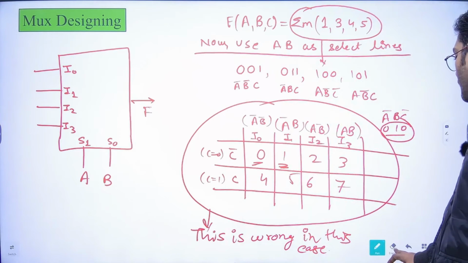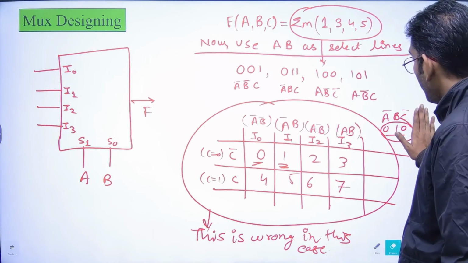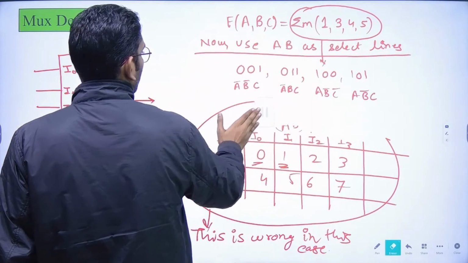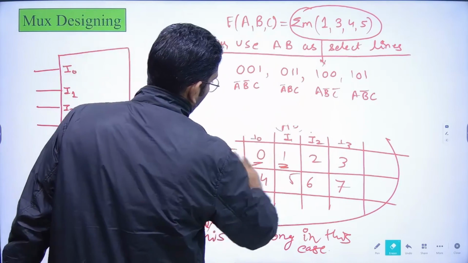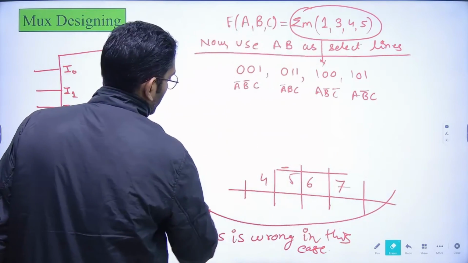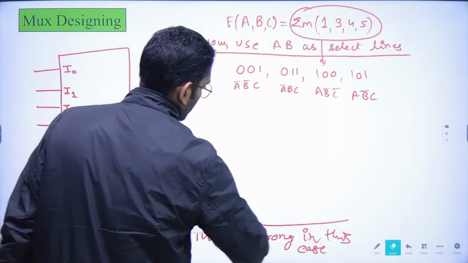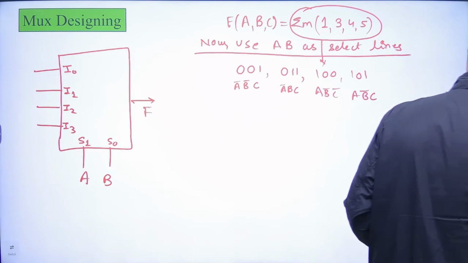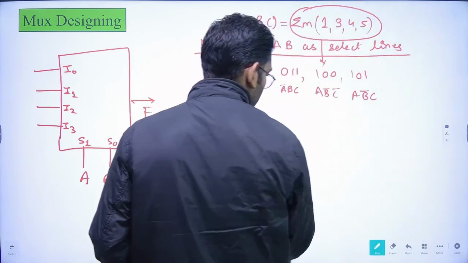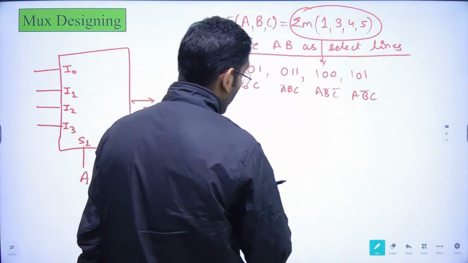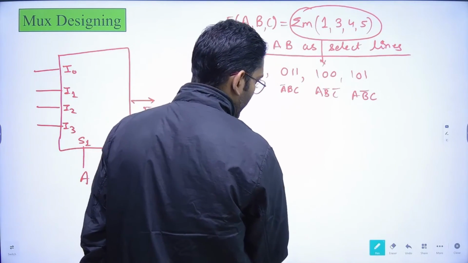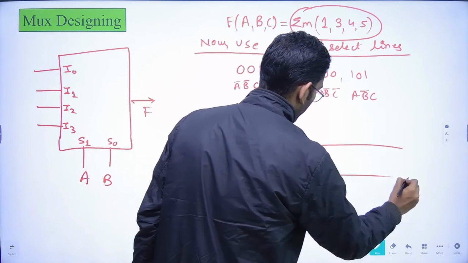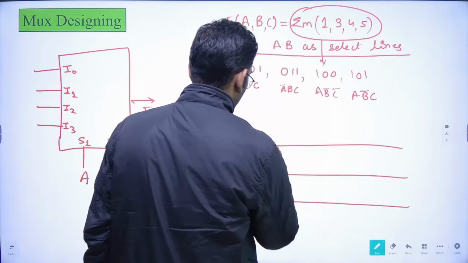So now I'm telling you the correct way of making this. Now you can also see that based on the combination of the select lines, we have to generate this K-map, or this particular thing, in different formats. Fine. Now the correct format would be as follows.